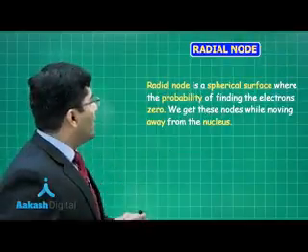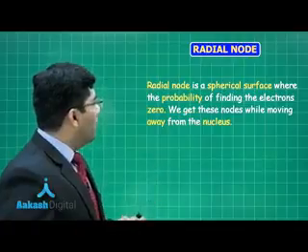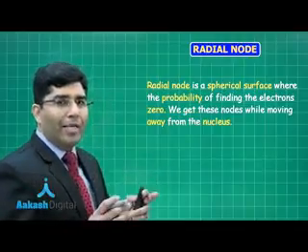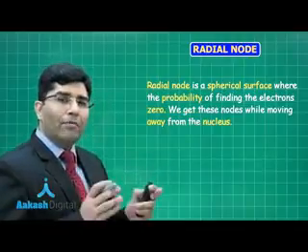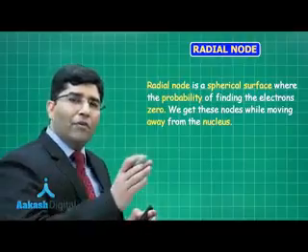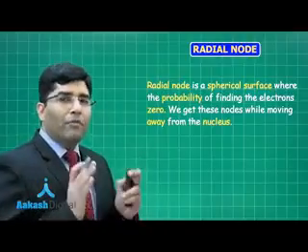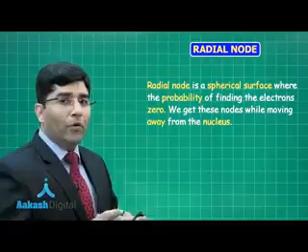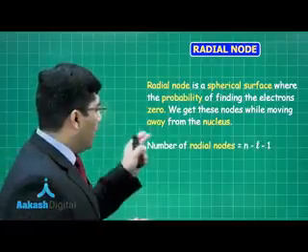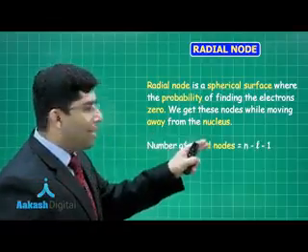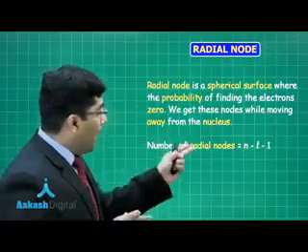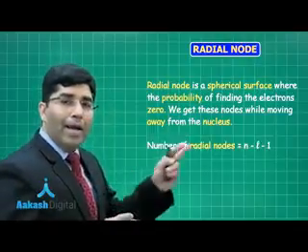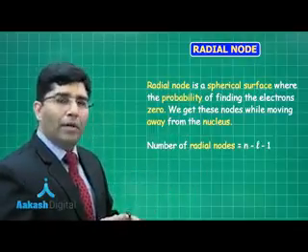Now a radial node is a spherical surface where the probability of finding the electron is 0, and we get these types of nodes when we go far away from the nucleus. If we want to find the number of radial nodes, we can apply the formula n minus L minus 1, where n is the principal quantum number and L is the azimuthal quantum number.